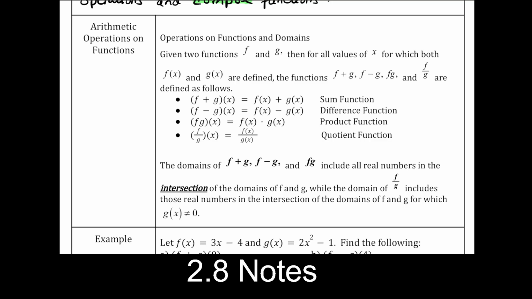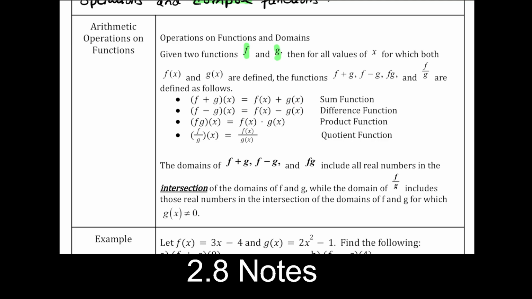So what we're saying here is, given two functions f and g, for all values of x for which both f of x and g of x are defined, right? So for every member of its domain, the functions f plus g, f minus g, f times g, and f divided by g are all defined as follows. And so these are different functions that have names. So the first one is called the sum function. That's right here. And sum, of course, means add. So it is the function of f plus g, which is literally just take the first function and add it to the second function. Add the functions together. That's the sum function. Works exactly as you would expect, right?